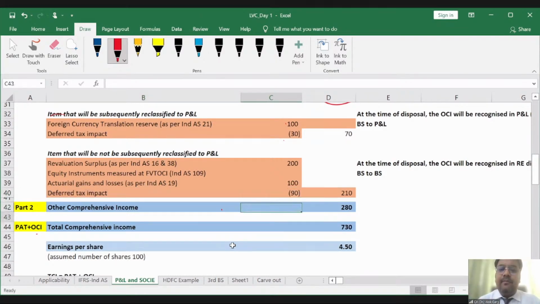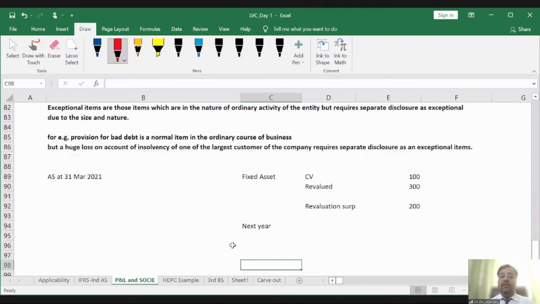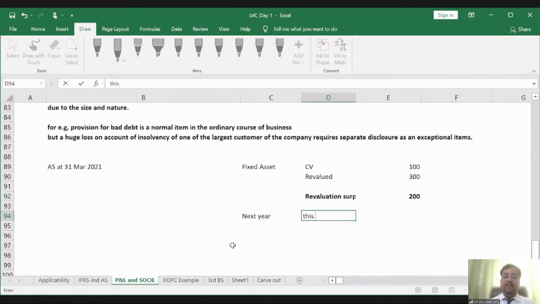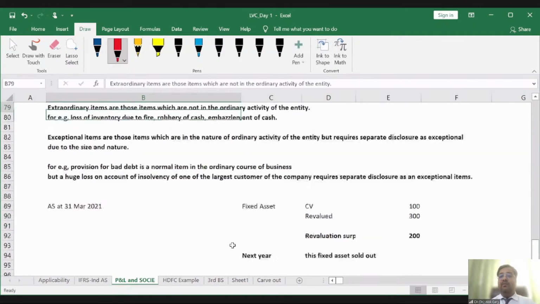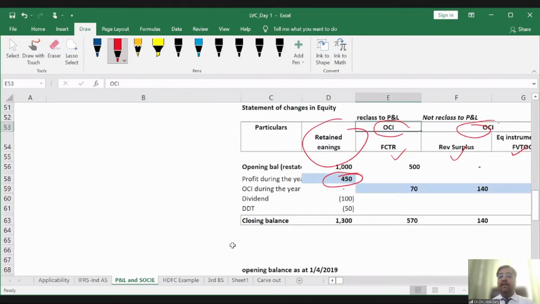So friends, subsequently Ind AS 16 says that whatever revaluation surplus is there, which you have taken to other comprehensive income, next year, at the time of disposal, I mean to say, when this fixed asset is sold out, right, next year. So in this case, friends, since this 200 was reflecting on 31st March 2021 as a revaluation surplus in the statement of changes in equity.